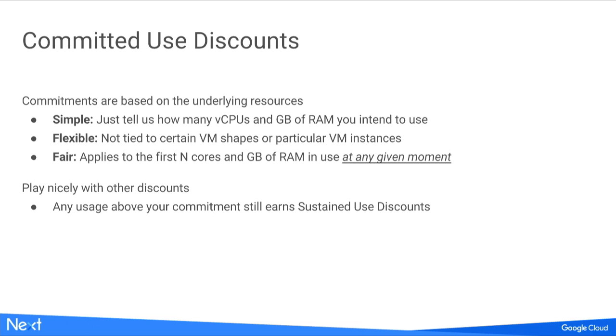Additionally, like I said, they're not tied to any particular VM shape, but they're also not tied to any particular VM instance itself. So what we do is we simply look at how much was running at every moment in time, every minute, and we take the first chunk of that and we give you a committed use discount on it. But whatever's above that, we still give you permanent billing and sustained use discount on all the rest. So there's no penalty to having a committed use discount as long as that is the minimum that you're going to be using, because you're still going to get the full discounts on all the rest.